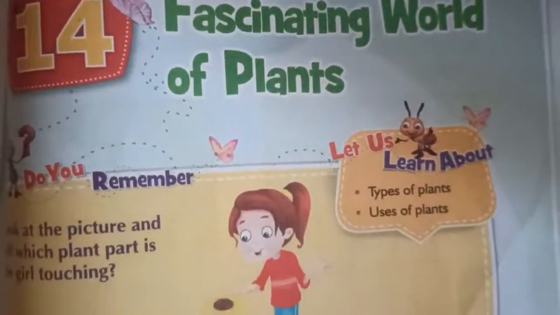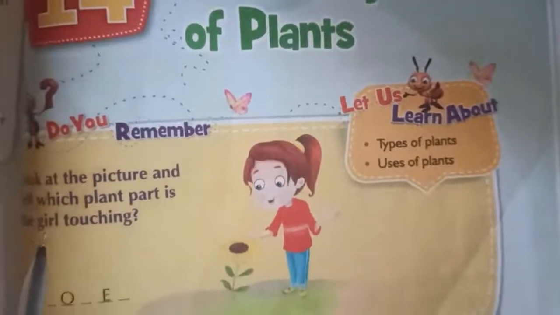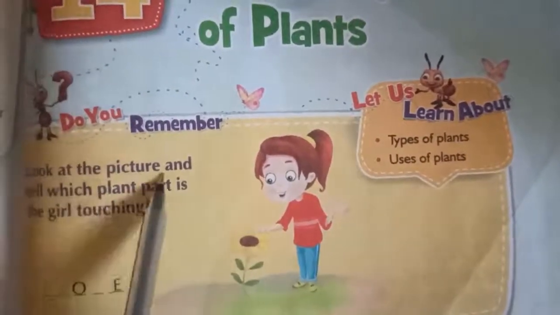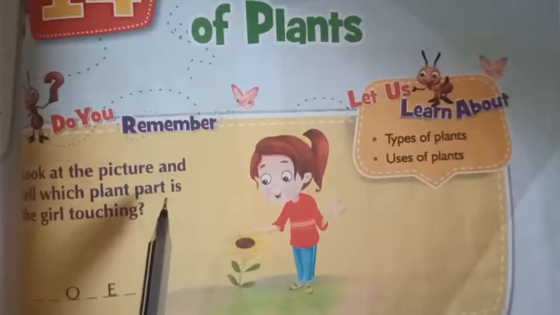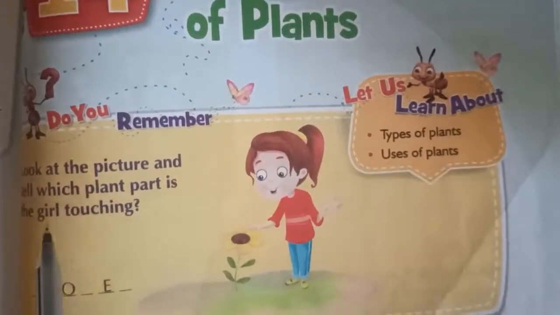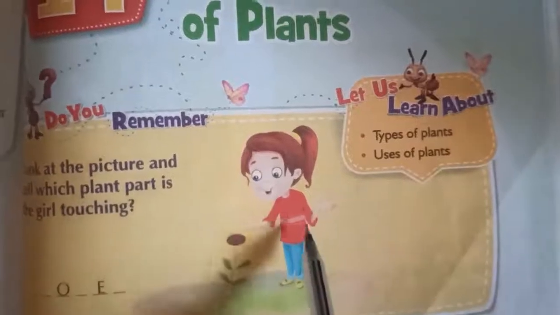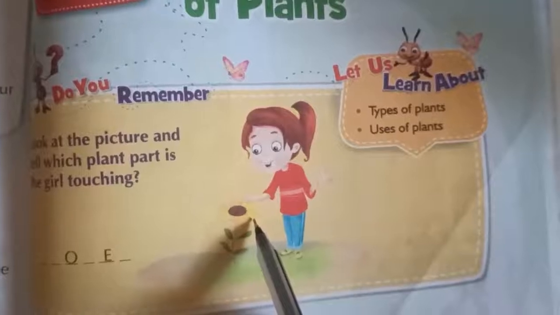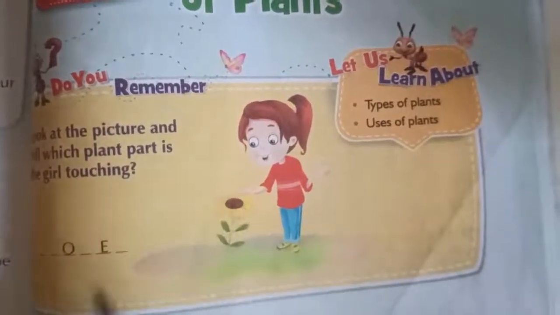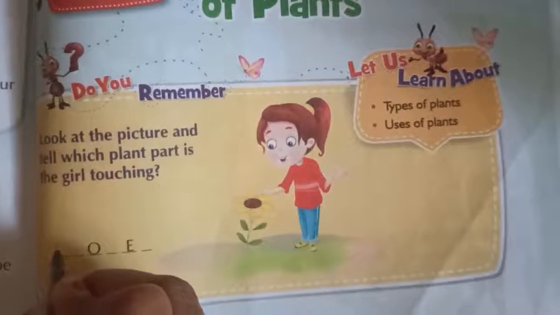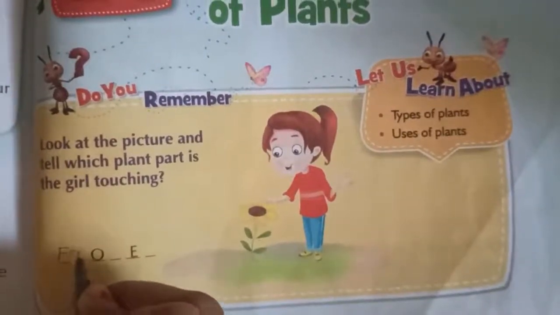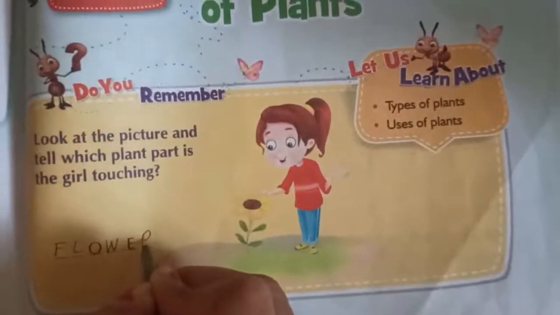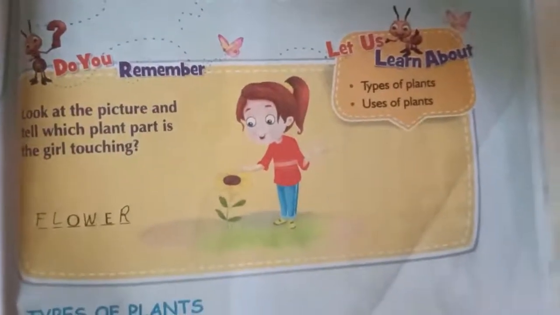Now see your textbooks, page number 97. Before starting the lesson, there is a small activity given. Look at the picture and tell which plant part the girl is touching. There is a standard one girl, she is touching some part of the plant. What do we call it? Flower. So write here flower. Spelling of flower, F-L-O-W-E-R, flower.